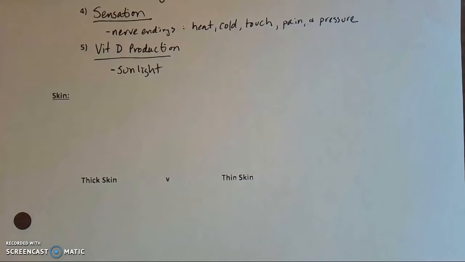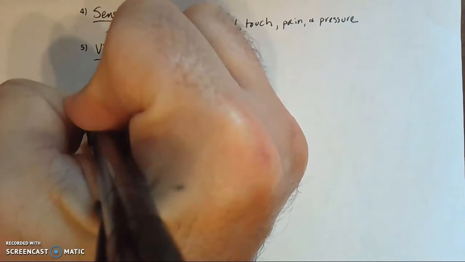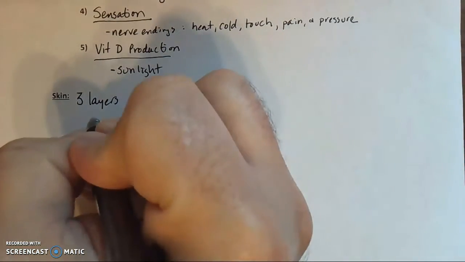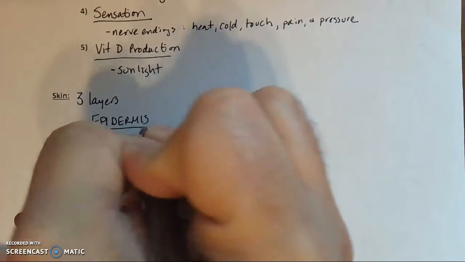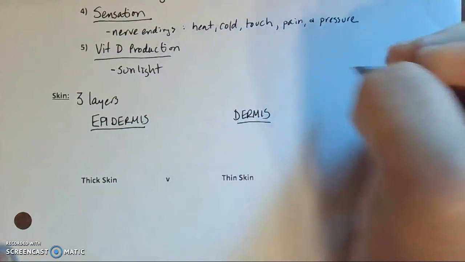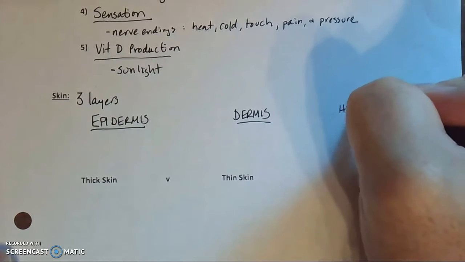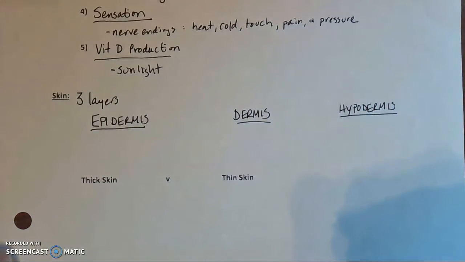The skin is one of the major parts of the integumentary system. And your skin, some people say 2 layers, some people include the fat layer as part of the skin. We'll just say that it is 3 layers. So those 3 layers are the epidermis, the dermis, and the hypodermis. And the hypodermis, if you remember, hypo means under.